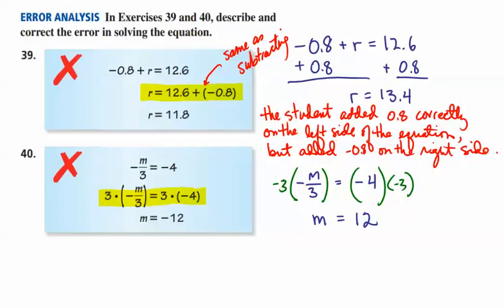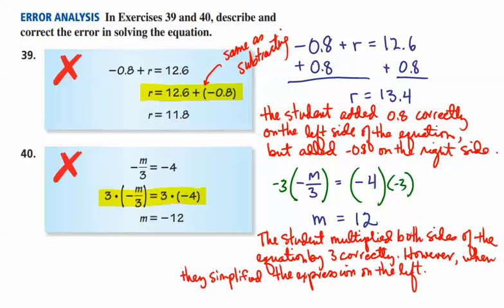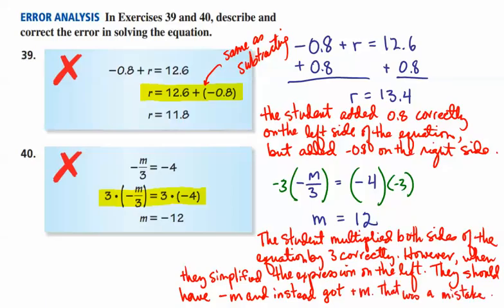So our analysis here is that the student multiplied both sides of the equation by 3. And they did that correctly. However, when they simplified the expression on the left, they should have got negative m. And instead, they got positive m. And that was a mistake.